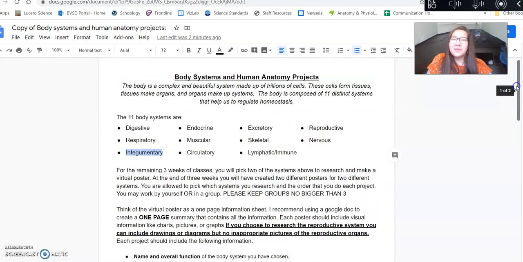Anyways, so what you're going to be doing is we have about 3 weeks of classes left, and in those weeks you're going to pick 2 of the systems above and make a virtual poster. So that means at the end of these 3 weeks you'll have chosen 2 systems to research and made 2 posters. And you're allowed to pick any of these 2 in whatever order that you want. So even though digestive is before respiratory, you could do the respiratory before digestive or whatever floats your boat.